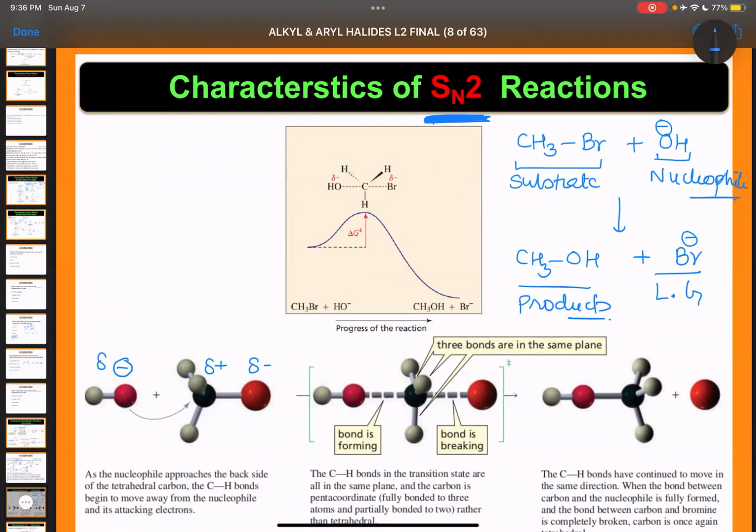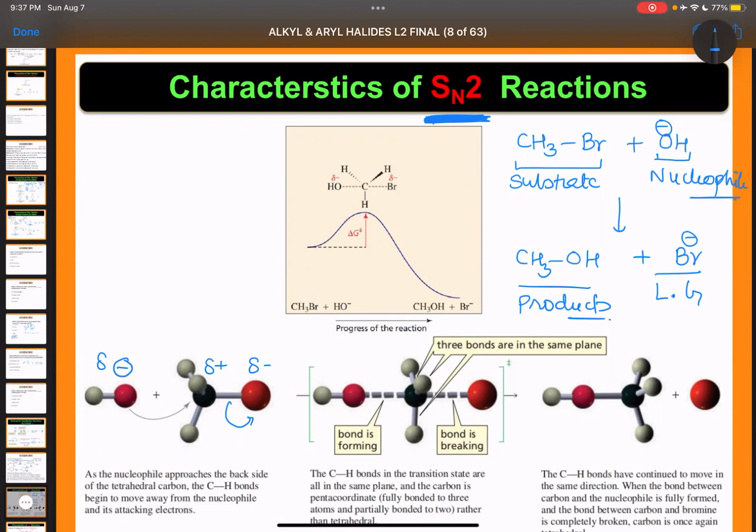Carbon can make maximum how many bonds? Four bonds. So five bonds can't form. So if the OH is coming and trying to join itself to the carbon, this Br will come out. But how is this happening? What is the sequence of this attachment and removal? That we need to know.